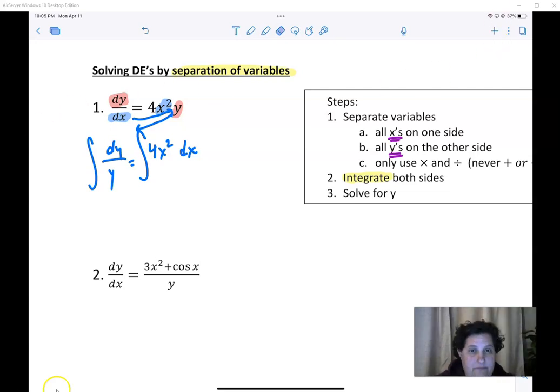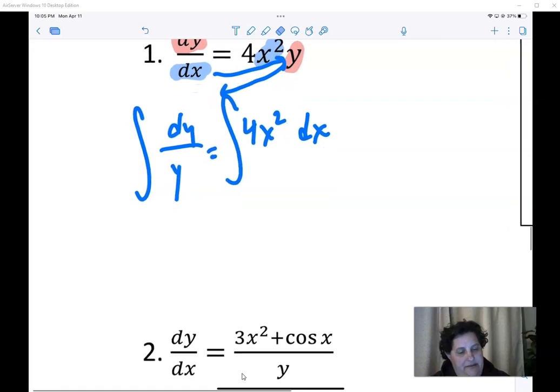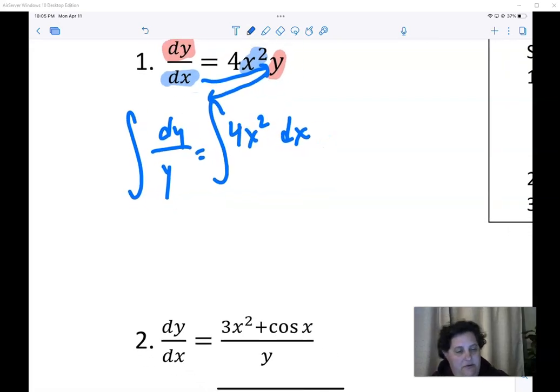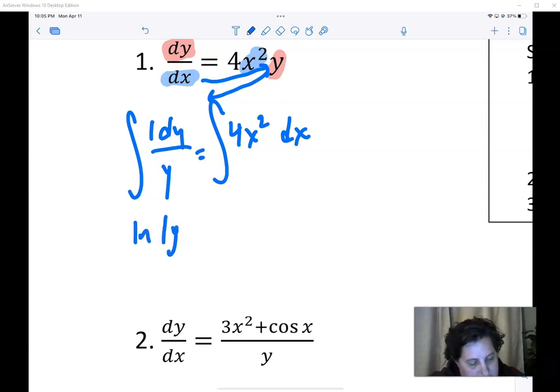Okay, let's check this out, one thing at a time, guys. On the left, I have this equation dy over y. So let's think about how I integrate that. Well, think of this more as 1 over y dy. Do we know what the integral of 1 over y is? We know that the integral of that is the ln of y in absolute values, okay?